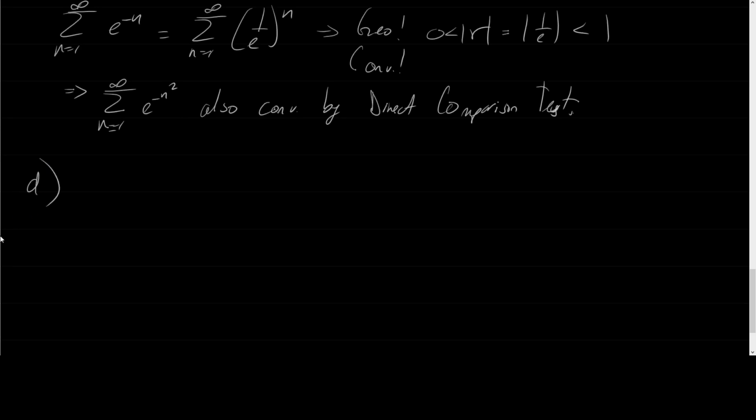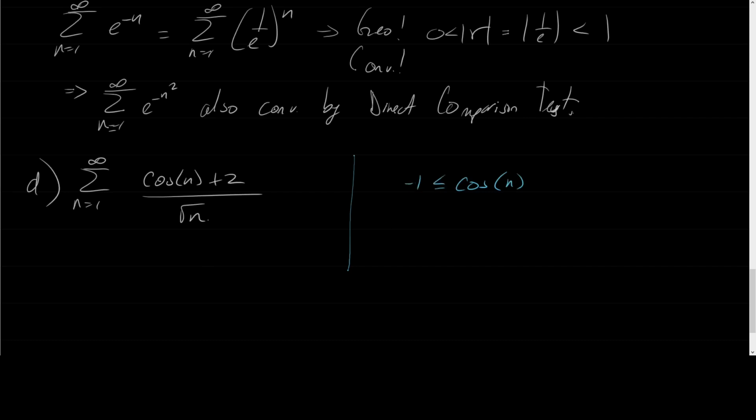D. Let's look at the summation from n equals 1 to infinity of cosine of n plus 2 over the square root of n. All right, so let's do some side work here. Let's consider cosine of n. In general, the range of cosine is between -1 and 1. But I'm not interested in cosine of n. I'm interested in cosine of n plus 2.